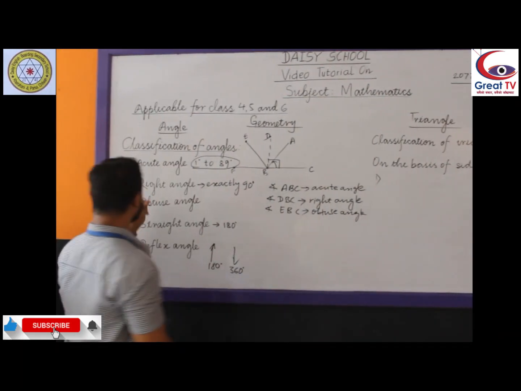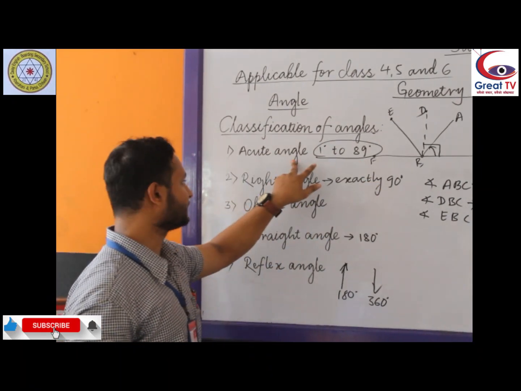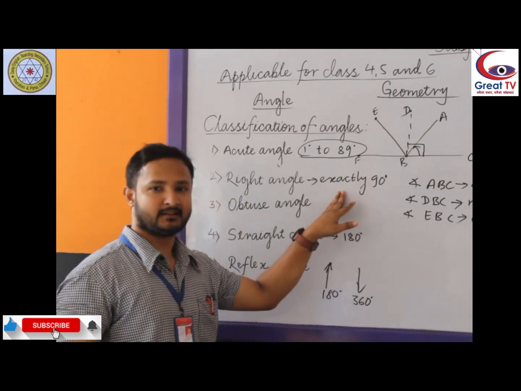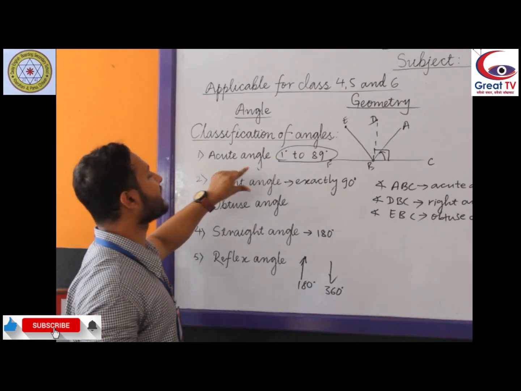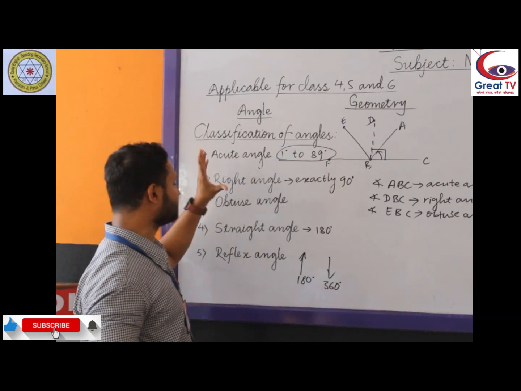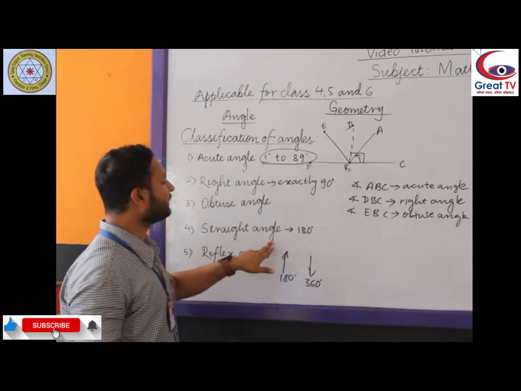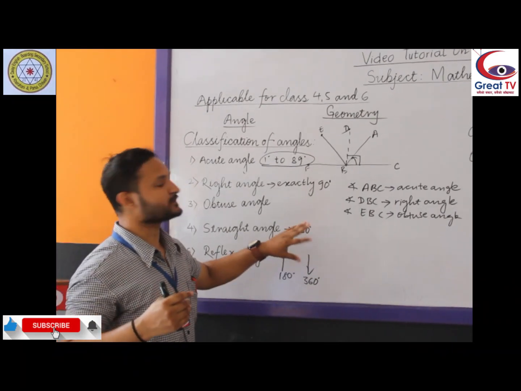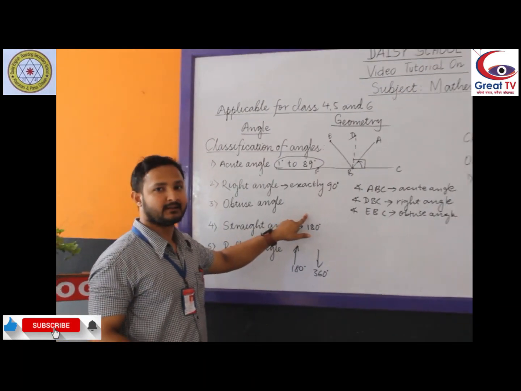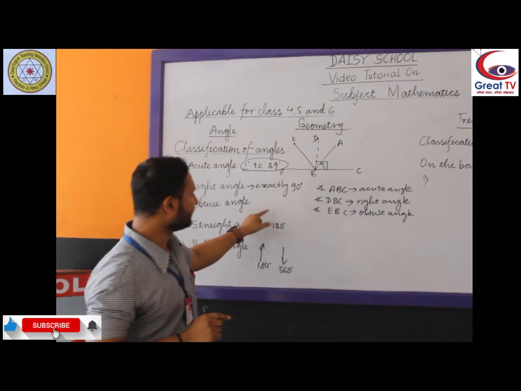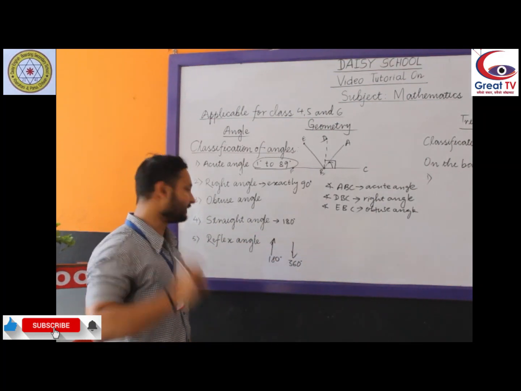Okay, let's revise. Acute angle is less than 90 degrees. From 1 degree to 89 degrees, they all are acute angles. Right angle is exactly 90 degrees, not greater, not smaller than 90 degrees. Obtuse angle is greater than right angle, greater than 90 degrees, but at the same time it must be less than straight angle, 180 degrees. 120 degrees is an obtuse angle. Straight angle is 180 degrees, not greater or smaller, just exactly 180 degrees. Similarly, reflex angle is greater than straight angle and smaller than 360 degrees or a complete turn. A complete turn is 360 degrees. If the angle is less than 360 degrees and greater than 180 degrees, then that angle is a reflex angle.